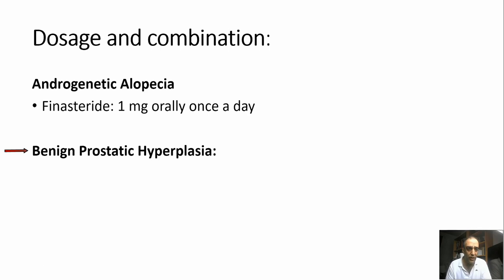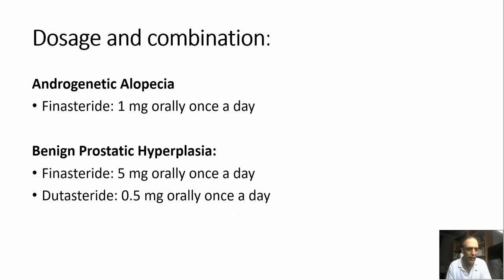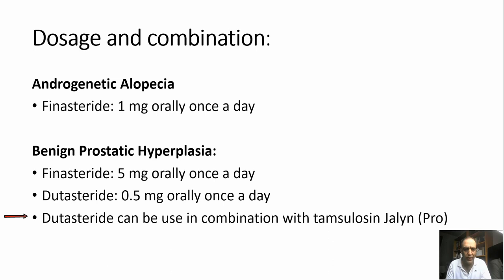For benign prostatic hyperplasia, we use both finasteride and dutasteride. Finasteride we use 5 milligram orally once a day, and dutasteride 0.5 milligram orally once a day. But for androgenic alopecia, we don't use dutasteride, as I said, because of the high potency and also because of the side effects. Dutasteride can be used in combination with tamsulosin, and the name of the drug is Jalyn.